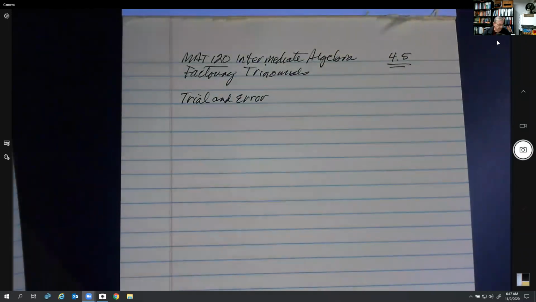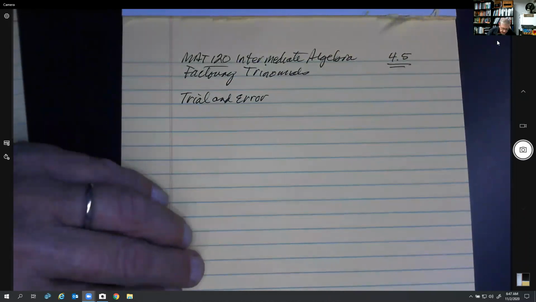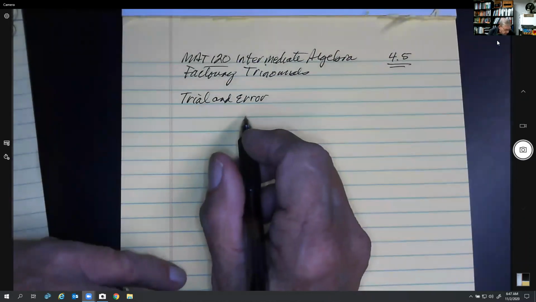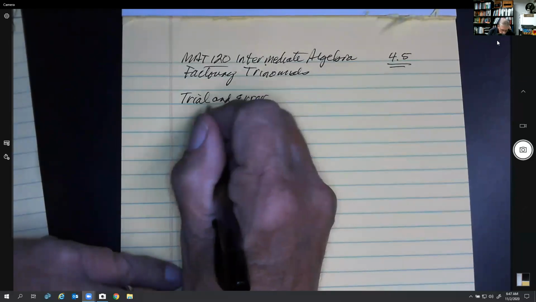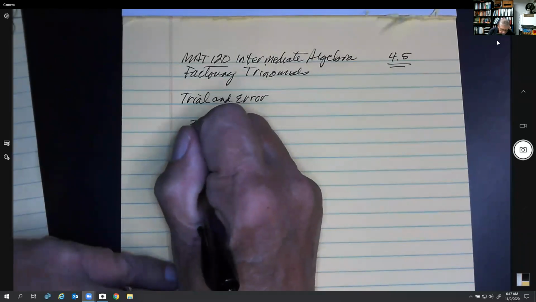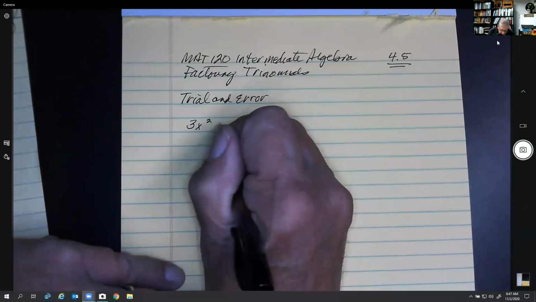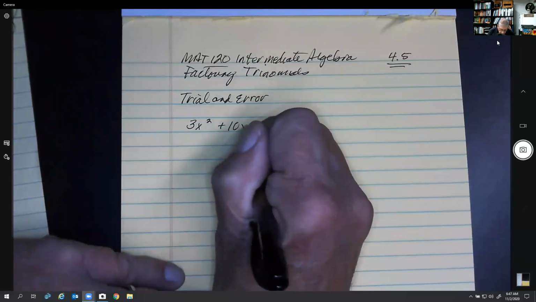Well, it means that we're going to try different ways to factor this down until we hit the one that actually works. So let me do it wrong a few times so I can show you how we're going to do it, and then we'll finally hit the right answer.